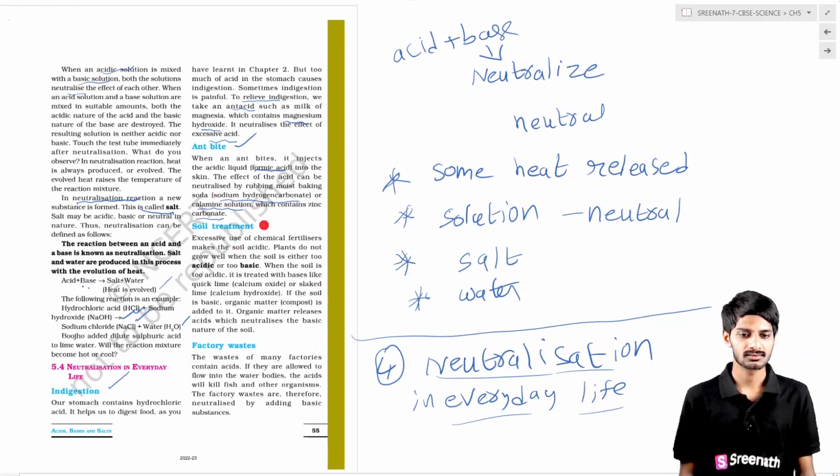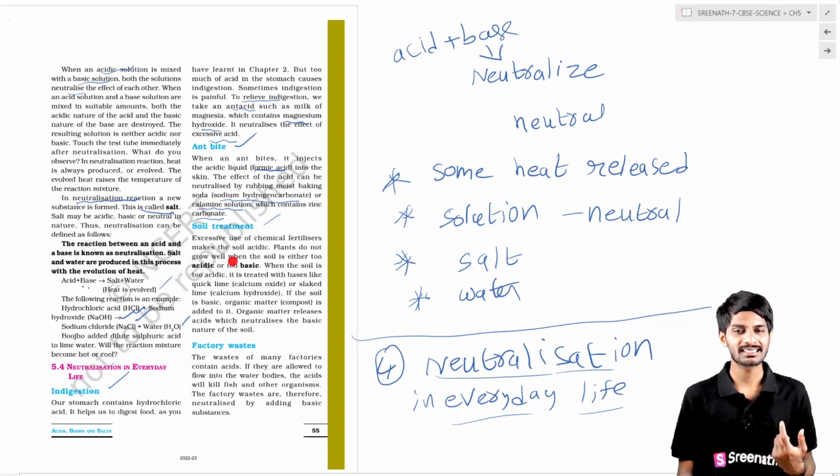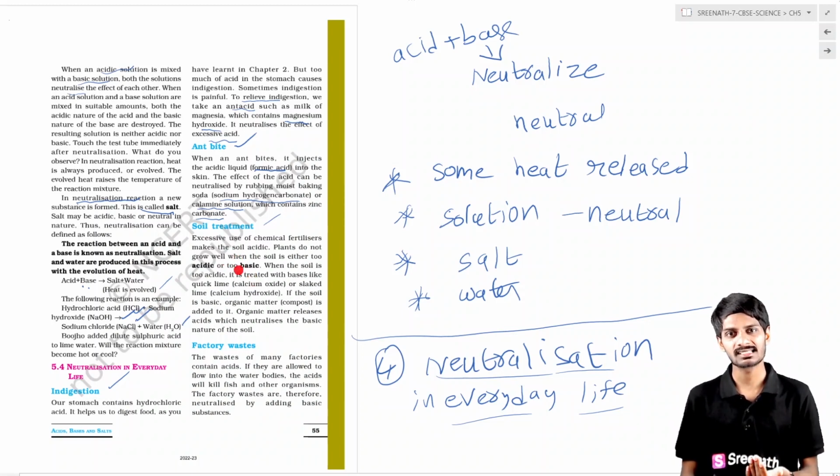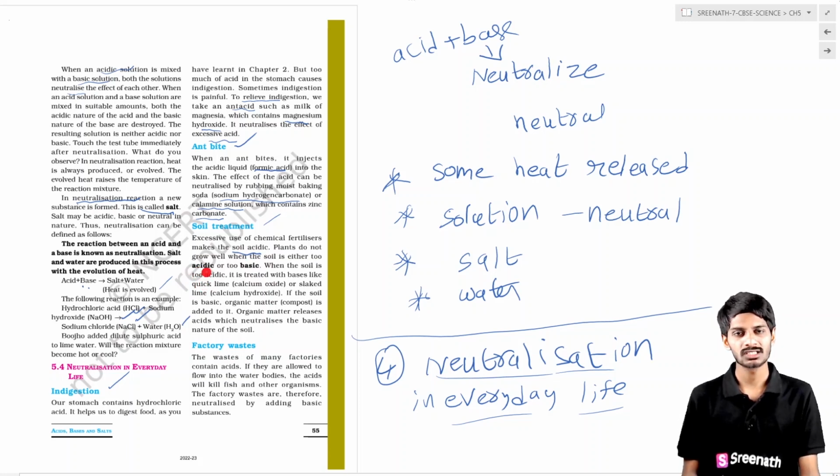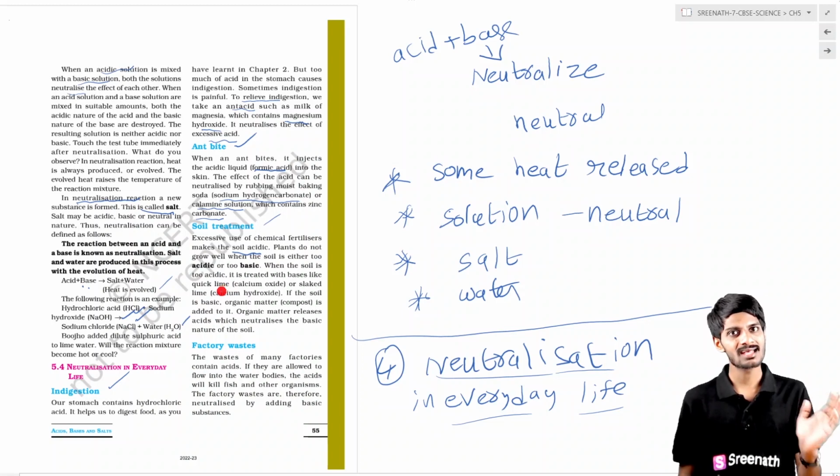Now what is the next? That is soil treatment. In the present day, the excess use of fertilizers has increased. Many farmers are using fertilizers to get good crop yield, but due to those artificial chemical fertilizers, the soil is becoming more acidic. If the soil becomes acidic, it will not support the growth of plants. So in order to decrease the acidic level of the soil, to neutralize the acidic effect, we have to add some base, so that the excess acidic nature will be neutralized by the base.